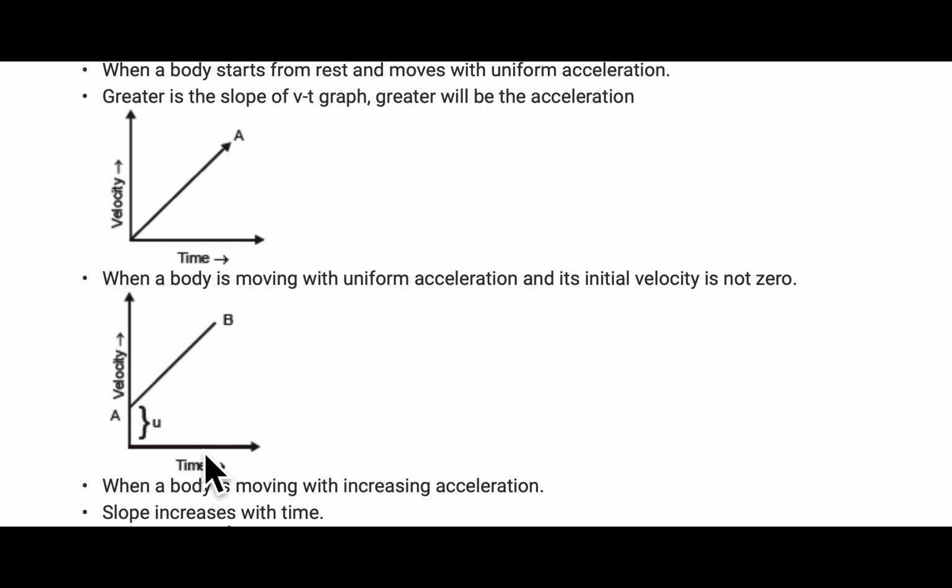But just see this graph. In this graph, time is on this axis and velocity is on y-axis. An object has some velocity. Initial velocity is not 0. Suppose an object starts moving from A with some velocity, so the graph will be like this. It is uniform acceleration, but initial velocity is not 0.